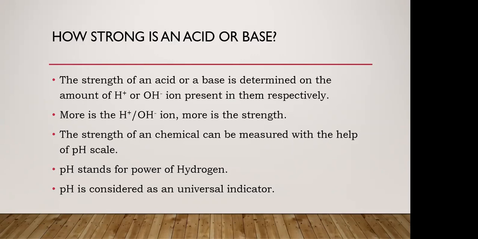So litmus paper helps us identify whether a particular substance is acidic or base. But pH paper also helps us identify how strong the acid is or how strong the base is. Moving forward to the next slide.